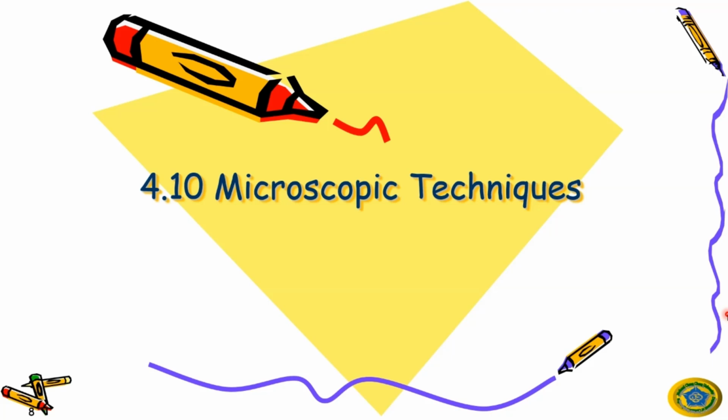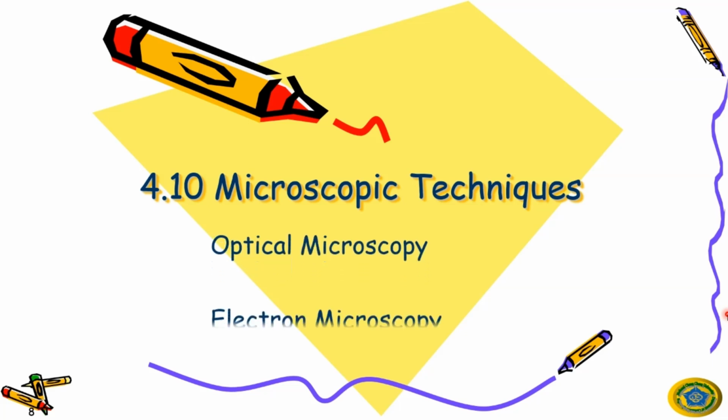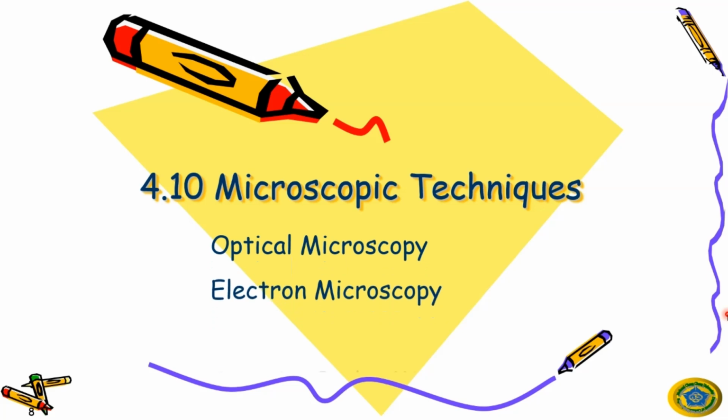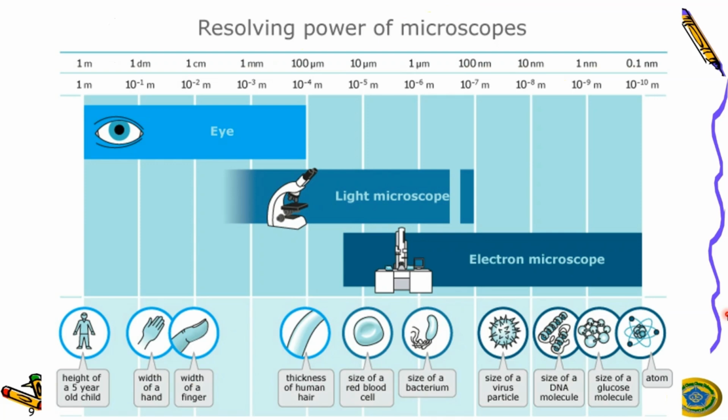Right, so now let's see the techniques, the tools we can use to see the microstructure or defects at micro scale. This is section 4.10. The first one is the optical microscope. The second one is the electron microscope. The third one is scanning probe microscopy.